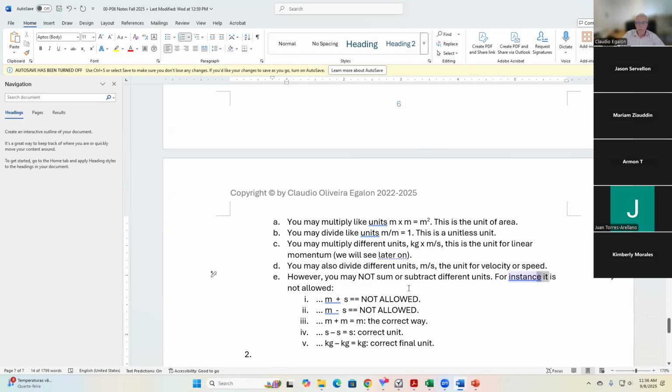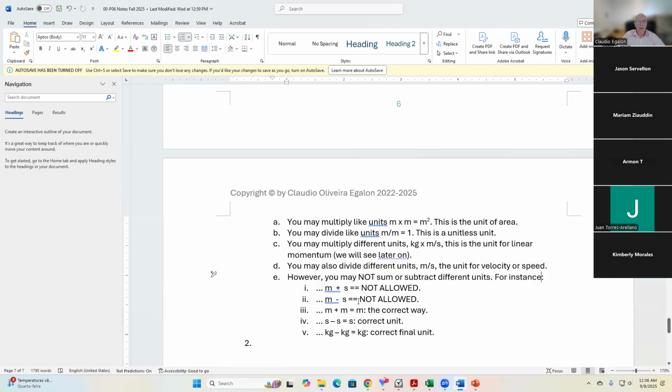For instance, meters plus second is not allowed. Meters minus second is not allowed. Meter plus meter, yet, is allowed. But remember, you are not summing meter plus meter to equal 2 meters. No, no, no. You just have to repeat the unit that you saw before. Here is the same thing. Second plus or minus second is not 0 seconds. It's not 0. It's the unit that you are handling. Kilogram minus kilogram, and so on.